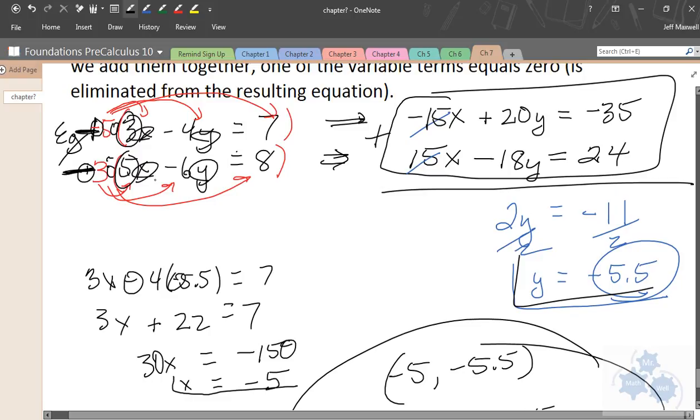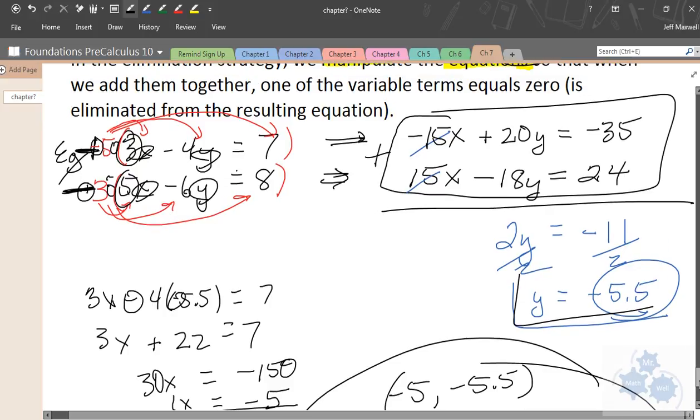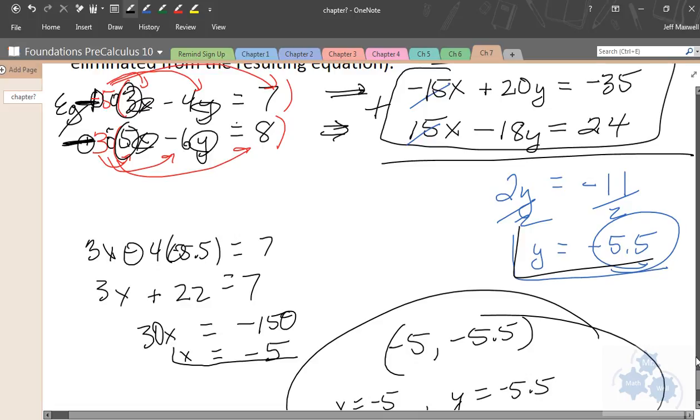Can you only do it to the x term? No, you can do it to the y term as well. And as a matter of fact, I'll do the same question with eliminating the y term. How about that? So you can see. But yes, that's a very good question. It doesn't matter which variable you eliminate. Okay, let me set that up for you.